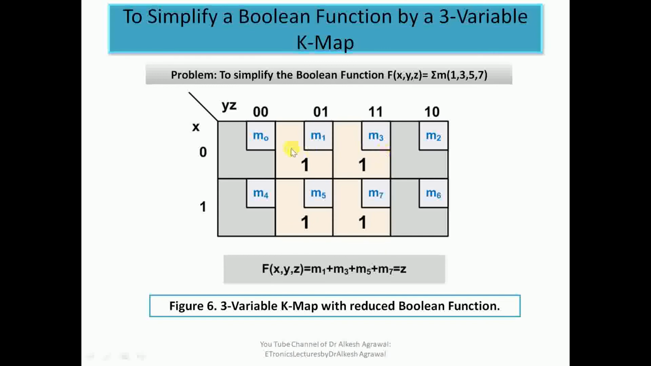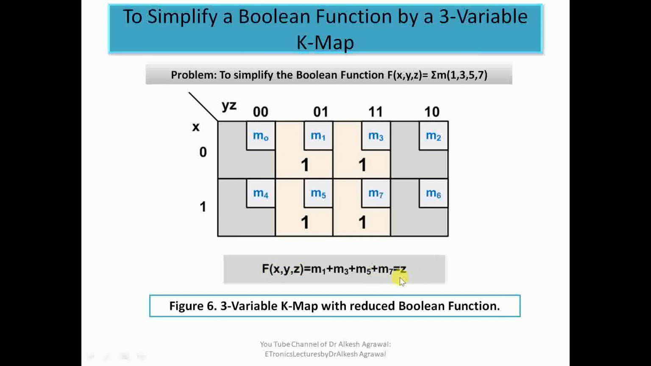Now we can take another example where the ones are placed in minterms M1, M3, M5, M7. Again, these four cells can be grouped together, and we can have the reduced form. Now again, we'll focus on these two rows and these two columns. For these two rows, x is changing, so x will be removed. And for these two columns, y is changing and z is fixed, so y will be removed, and z remains. So in the reduced form, what is left is z. So finally, the reduced form for f(x, y, z) is z.